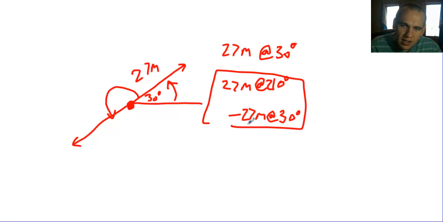These two things are exactly the same. Not equal and opposite, they're the same. They're both pulling all the way. This angle is 210, so they're 180 degrees apart. And negative means in the opposite direction. So if this is 27 meters at 30 degrees, this is negative 27 meters at 30 degrees. Okay? So those relationships still work. Plus and minus still mean opposite of each other, but now we're going to say opposite also means 180 degrees different.